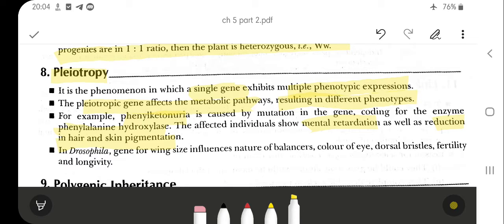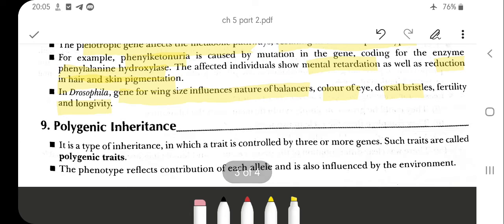Similarly, in Drosophila, the gene for wing size also influences the nature of the balancers, eye color, dorsal bristles, fertility and longevity. So one gene is controlling a number of phenotypic expressions. Such a gene is called a pleiotropic gene, and the phenomenon is known as pleiotropy. This is very important. Now, the next is polygenic.